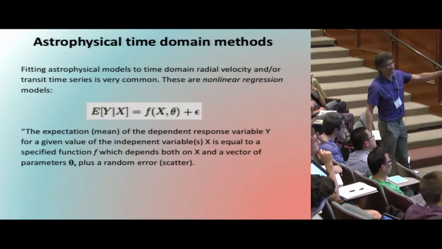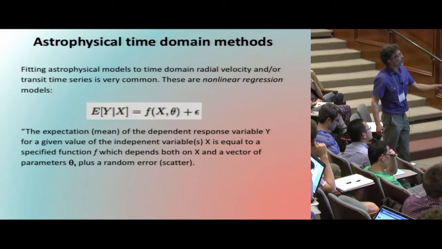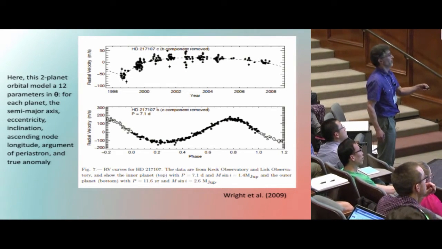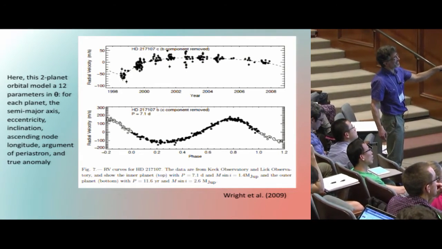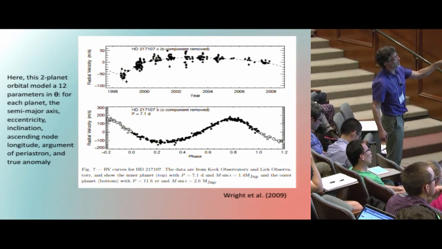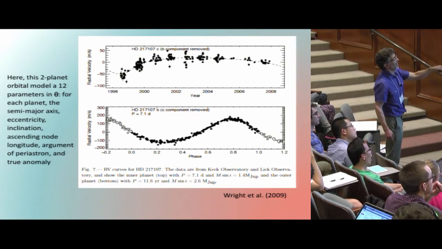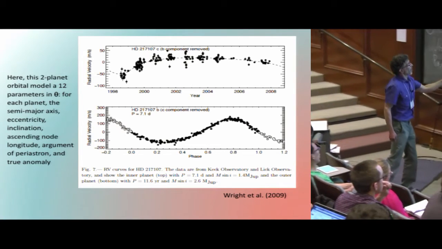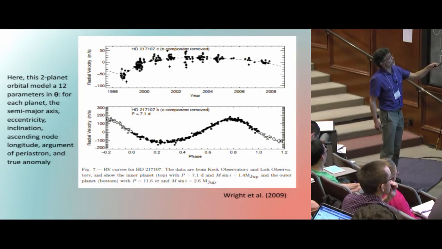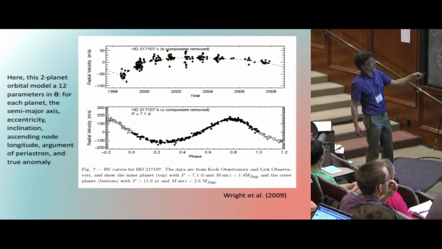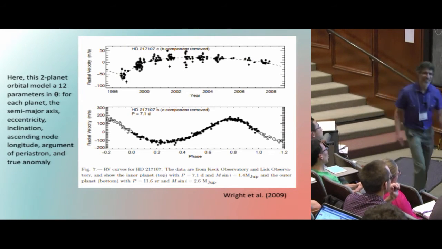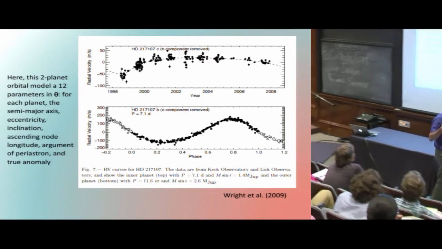So it's a different way of thinking about what we do when we fit models. And here is just a typical radial velocity with a planet C and a planet B in a typical way that we do it. These models are high dimensional because in each planet we have six dimensions: semi-major axis, eccentricity, inclination, ascending longitude, argument of periapsis, and true anomaly. And they're nonlinear.